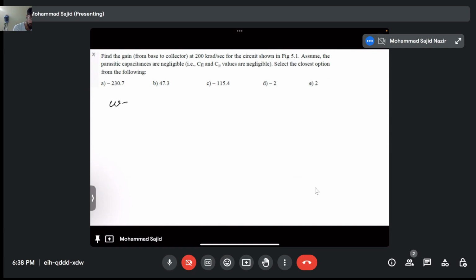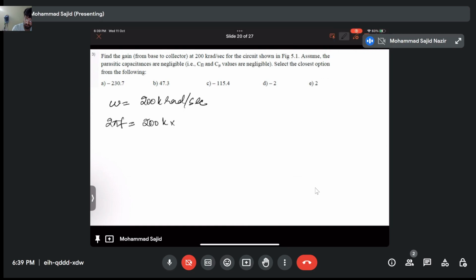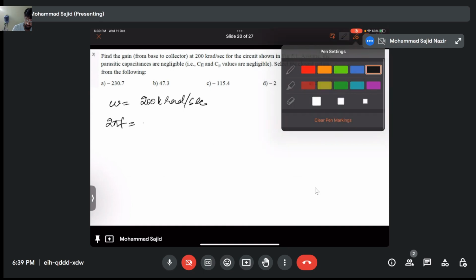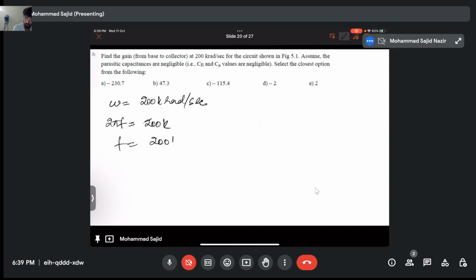Now we have been given omega. Omega is 200 radian per second. So let's assume that means 2 pi f will be 200k. So f will be 200k by 2 pi. That comes out to be 100 divided by 2 pi, so this is 31.84k. So this is actually above the lower cutoff and below the upper cutoff. So it is actually in the mid frequency range, right?